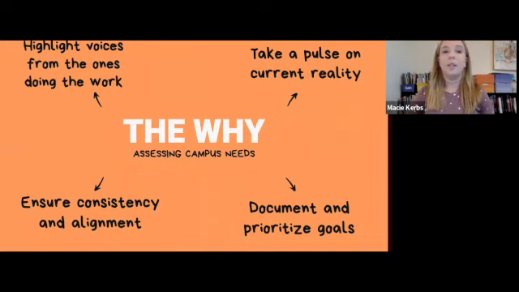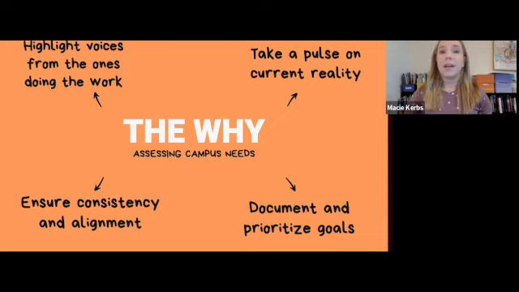Like, why do we assess those needs? And it's really to highlight the voices of the ones doing the work. So sometimes we're in the lounge and we can hear some voices quite loudly, or sometimes there's murmurs around the building. And occasionally it can feel like those one or two voices are the strongest. But when you do a needs assessment and you really take a pulse on the entire campus, you can see, is this just one or two people? Is this a specific grade level? Or is this a common pattern across our campus? So it really helps hear from those that are doing the important work.